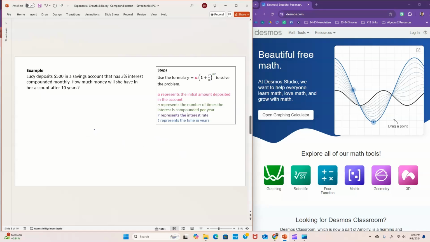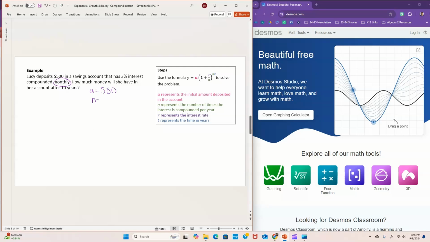Lucy deposits $500 in a savings account that has 3% interest compounded monthly. Okay, so that's telling us the value of n. How much money will she have in her account after 10 years? Okay, so let's start off by labeling the values. a represents the initial investment. So in this case, that's going to be $500, right? That's what she starts off with.